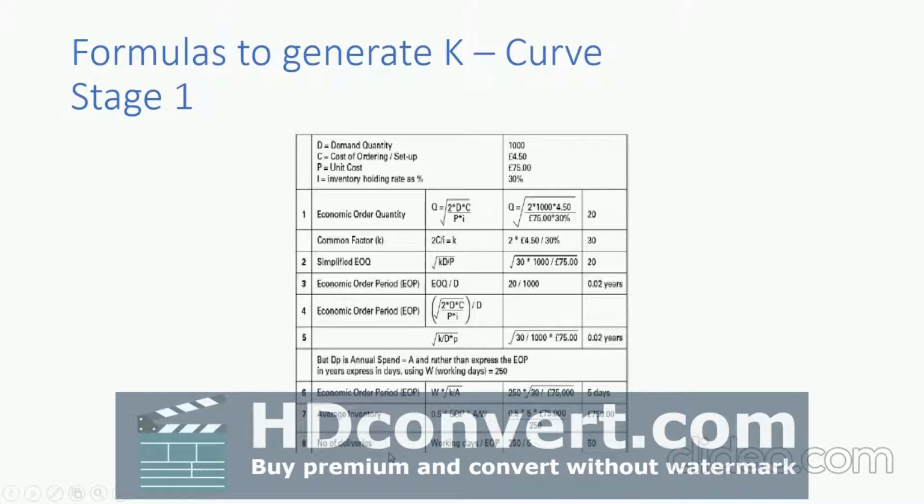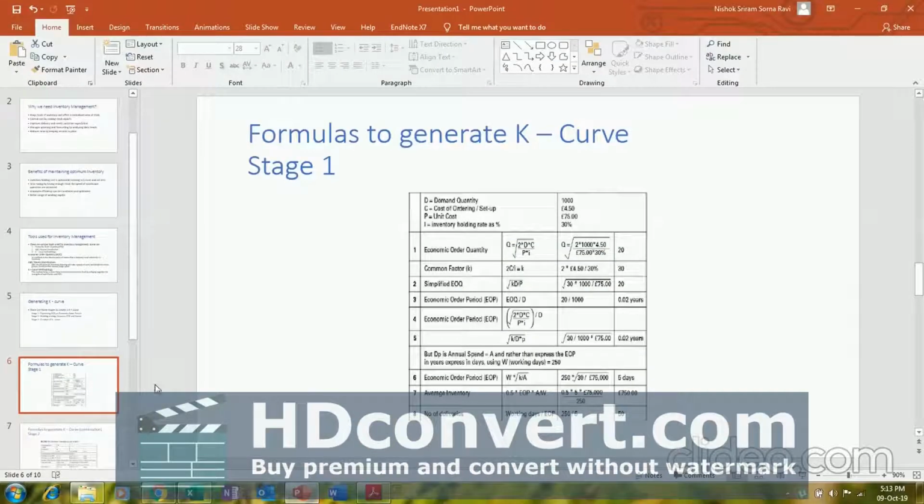Now we need to find out the number of deliveries we need in order to get this product, which can be found by working days divided by EOP. The number of working days is 250, which is a constant, and EOP we found above is 5 days. On doing that, we find that it is 50. If we have any doubts, we can double check it by a simple calculation. I will show it here.